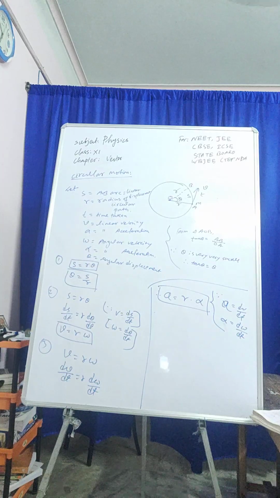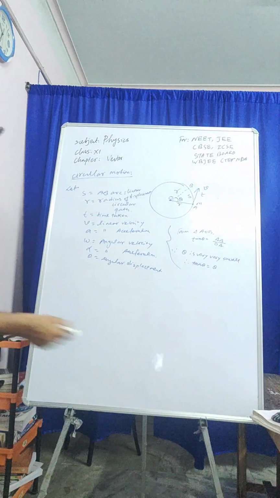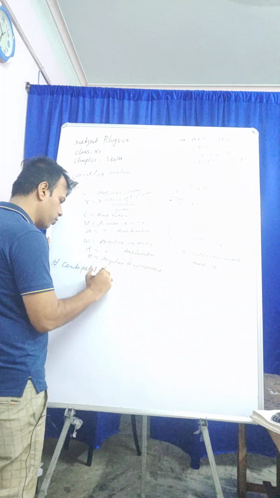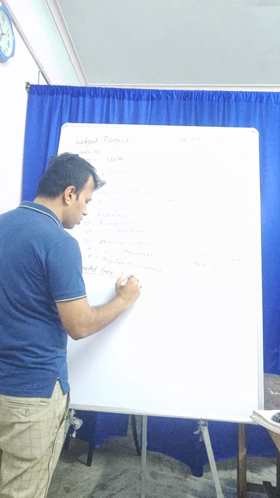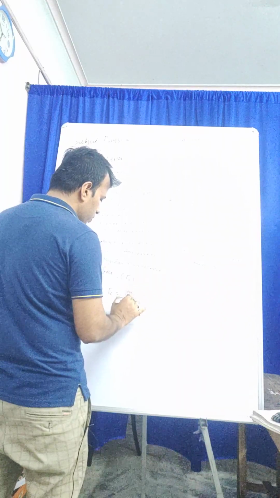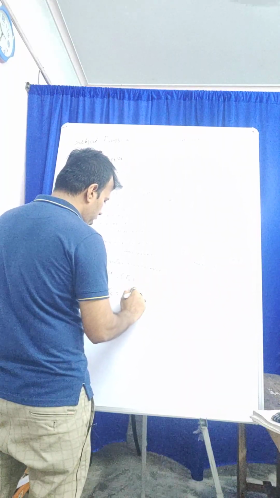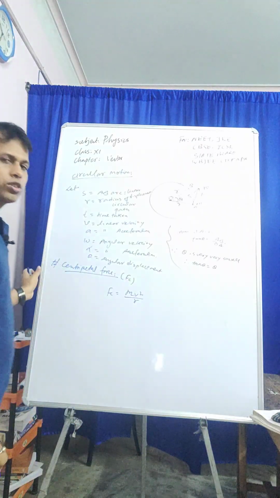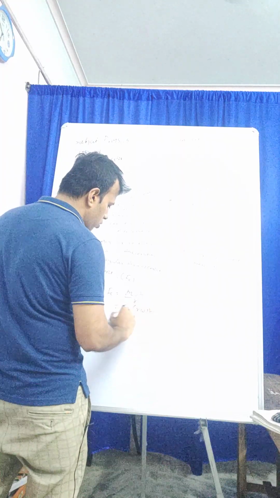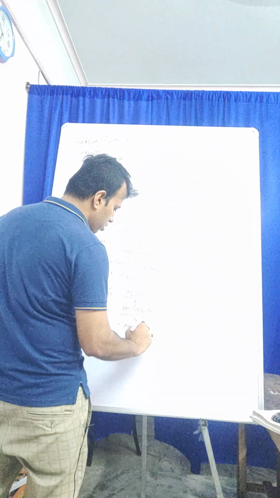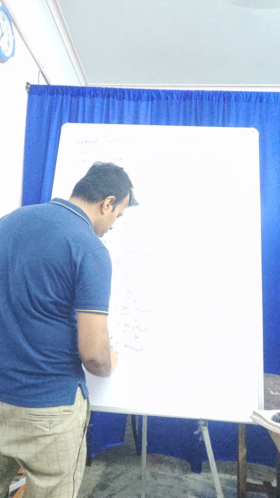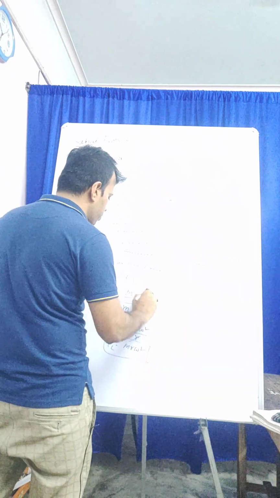Another topic is centripetal force and centripetal acceleration. What is centripetal force? Fc equals m v square by r. This is the centripetal force. And v is r omega, so Fc equals m r square omega square by r. We cancel one r, so m r omega square. So Fc equal to m r omega square, or Fc equal to m v square by r.